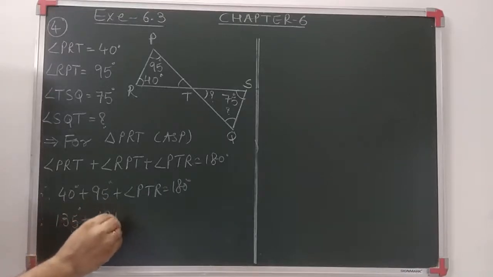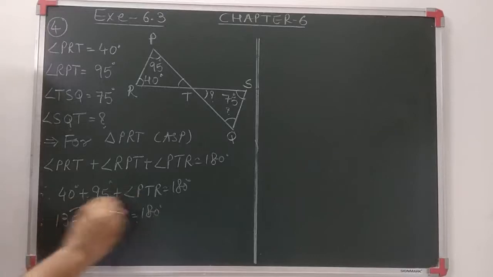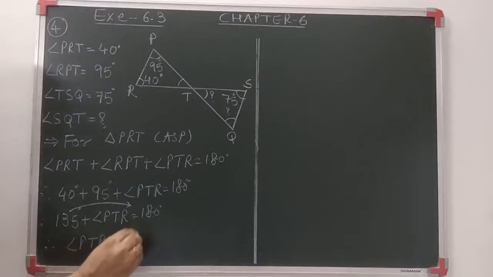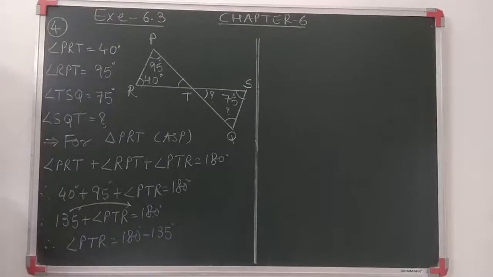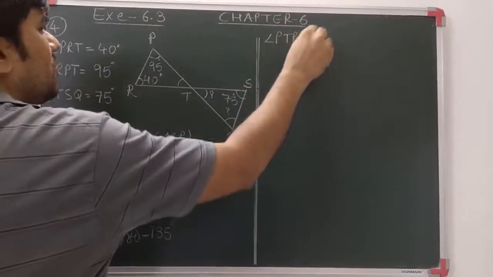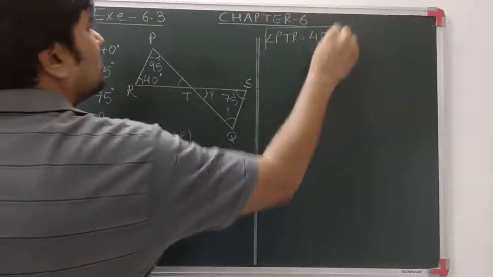Now I'll subtract this value from 180, as I did in the previous one. So PTR is equal to 180 minus 135. The subtraction of these two gives PTR equals 45 degrees.